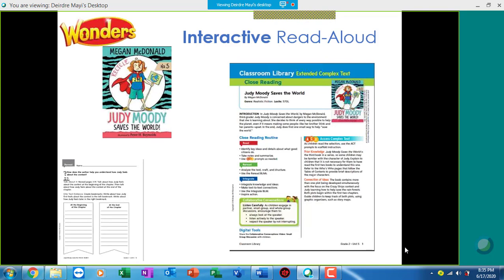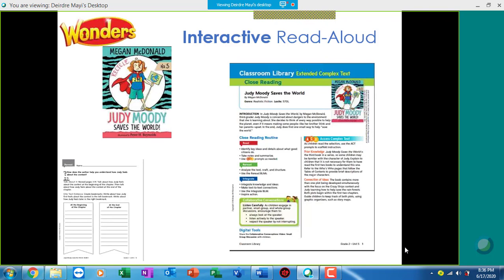It could be that you might want your students to engage in close reading, that purposeful rereading, or in this case, a purposeful rehearing of the text. But these cards will support you in whatever it is that you want to do instructionally with these interactive read alouds.